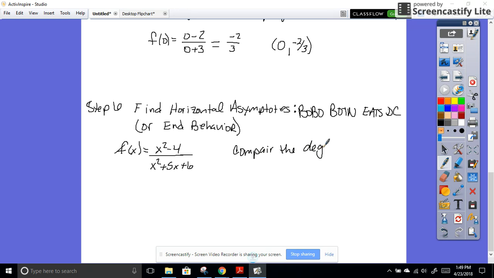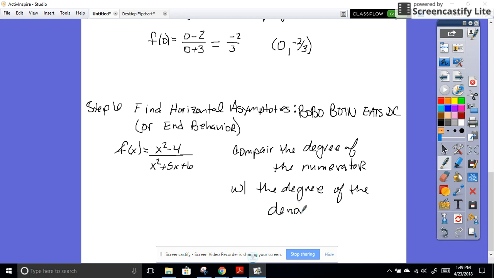of the numerator with the degree of the denominator. I'm not sure that I've spelled compare right, but anyway, just spell it correctly. I apologize, but spelling words is something I struggle with. So you simply compare the degree of the numerator with the degree of the denominator.